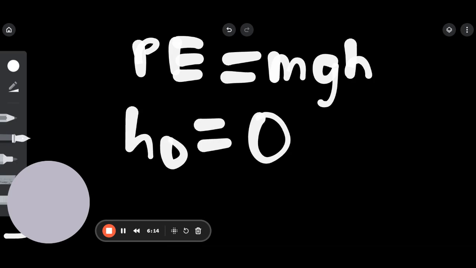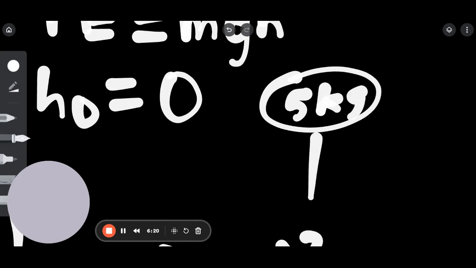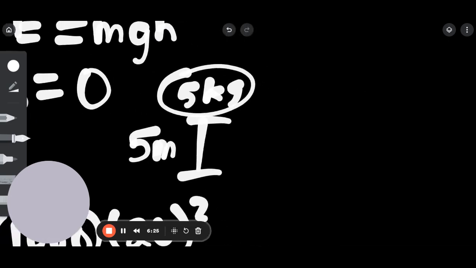Now let's do an example. So imagine you have a rock. Just imagine that's a rock. Let's say it's 5 kilograms, and let's say it's 5 meters above the ground. What is the potential energy of that rock?